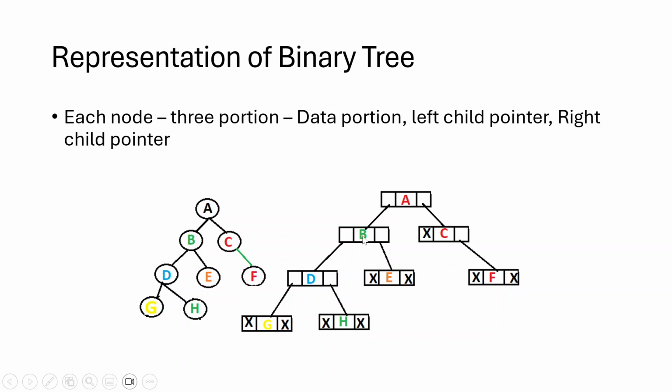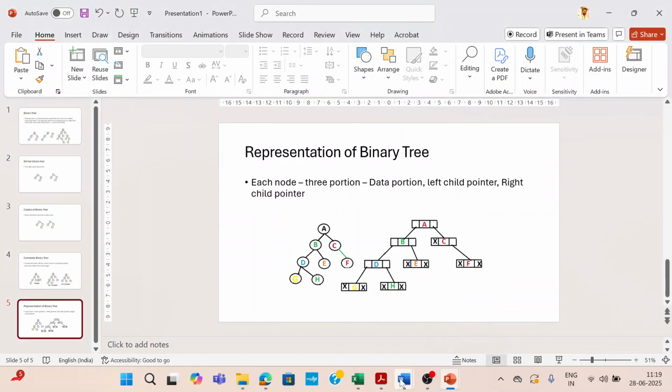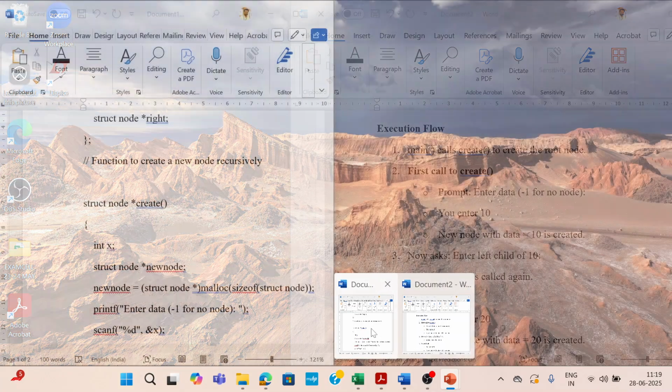So for B, the address of D will be stored in the left child, and the address of E will be stored in the right child of B. And D has two children, G and H. So the address of G will be stored in the left child of D, and the address of H will be stored in the right child of D. Since there is no child for G, there will be null pointers over there. So this is how we can represent a binary tree using a linked list.